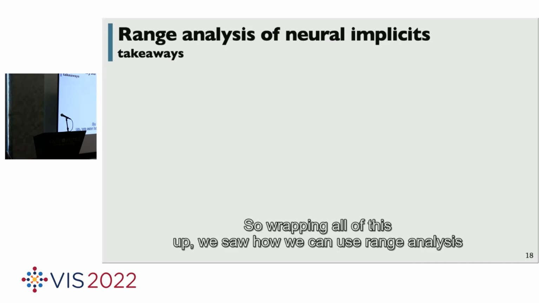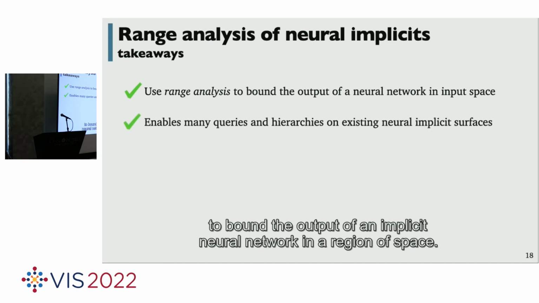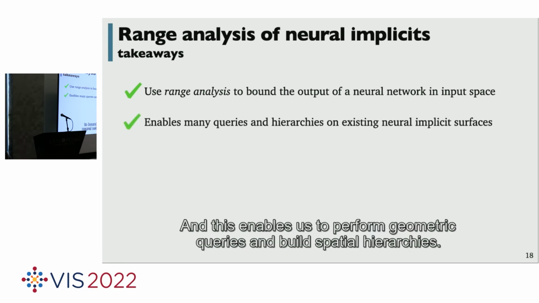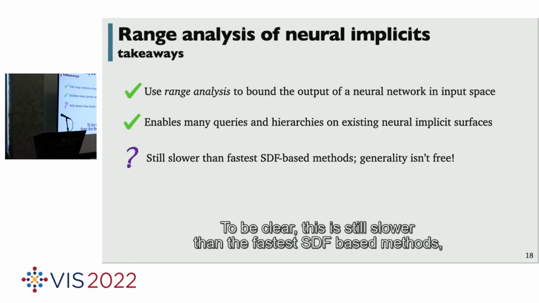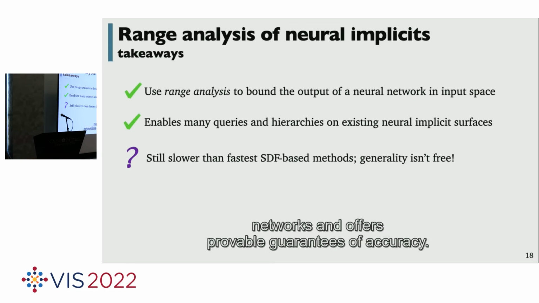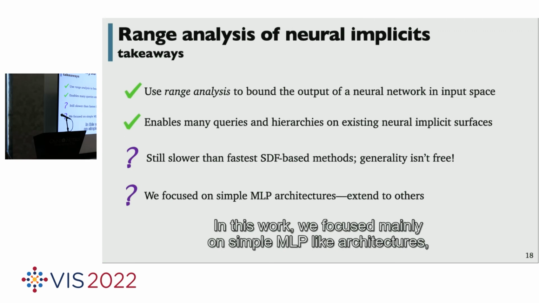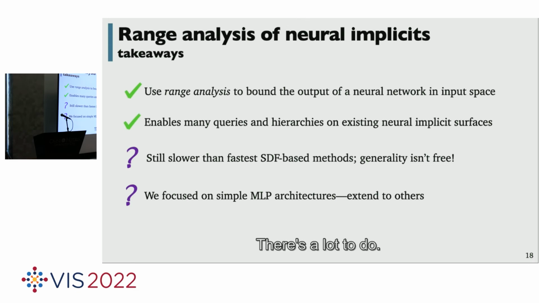So wrapping all of this up, we saw how we can use range analysis to bound the output of an implicit neural network in a region of space. And this enables us to perform geometric queries and build spatial hierarchies. To be clear, this is still slower than the fastest SDF-based methods, but that's because it's a much more general method which applies even to randomly initialized networks and offers provable guarantees of accuracy. Also, in this work, we focus mainly on simple MLP-like architectures, but the core idea could generalize to almost any neural network architecture. There's a lot to do.